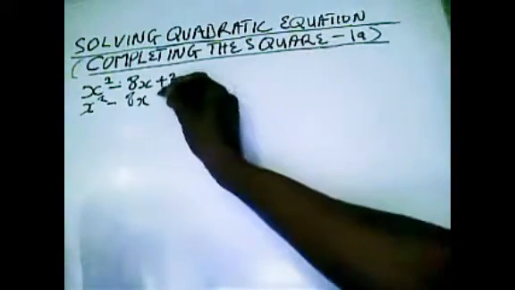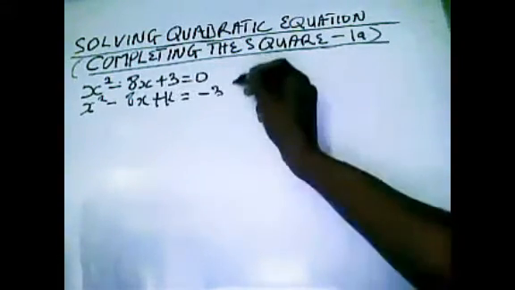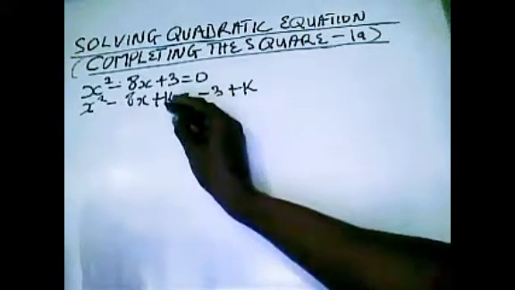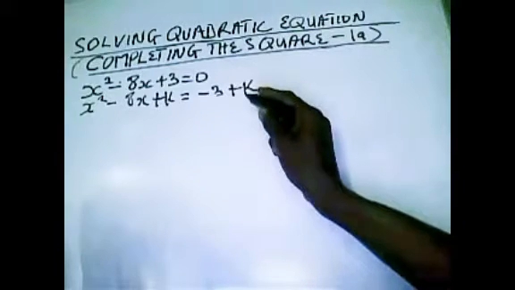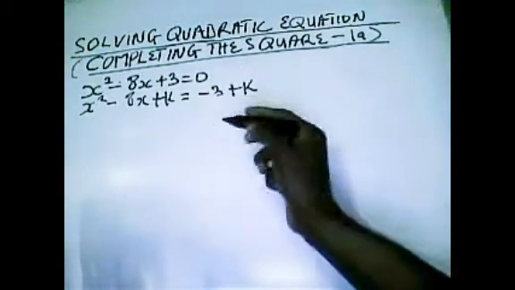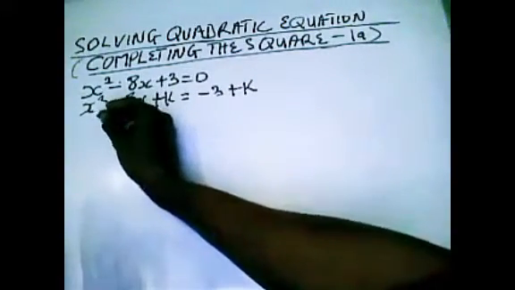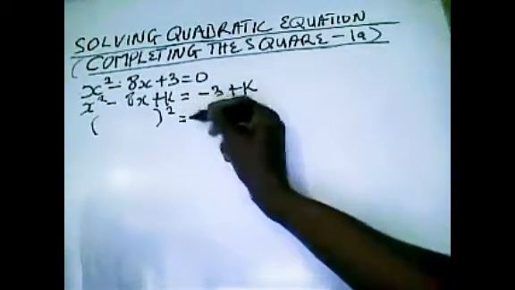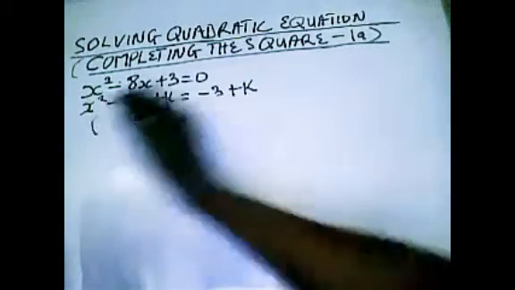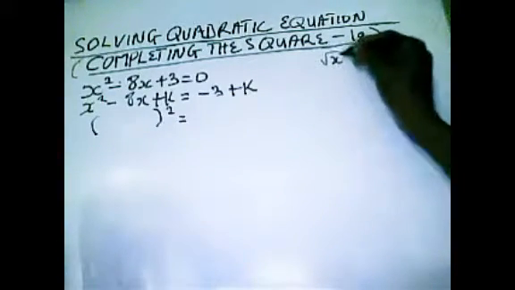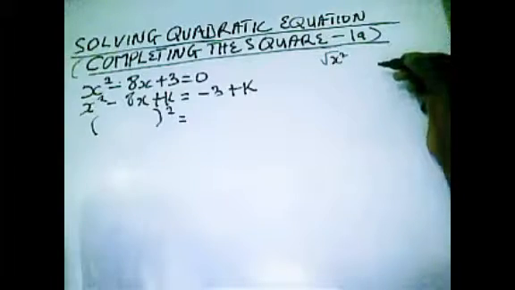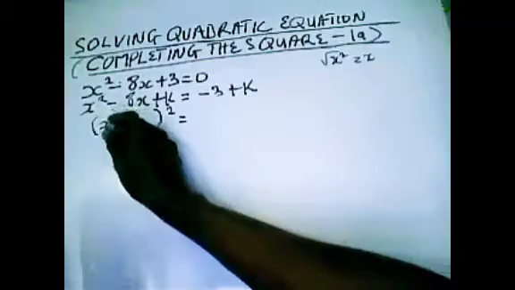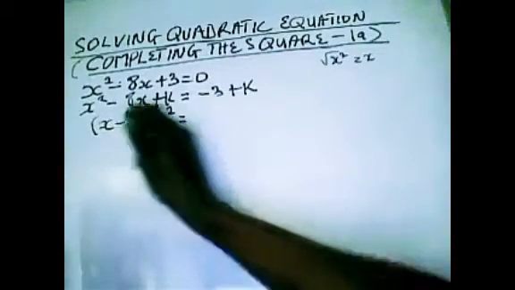Now from here we add k to both sides. Why are we adding k to both sides? Because we are dealing with equations, so anything I introduce here, I'm also going to introduce it here. So at this point now, on the left side, we are going to put our bracket and introduce the square. Now at this point, the square root of x squared will give us x. We write down the x here, and then you take your minus sign.